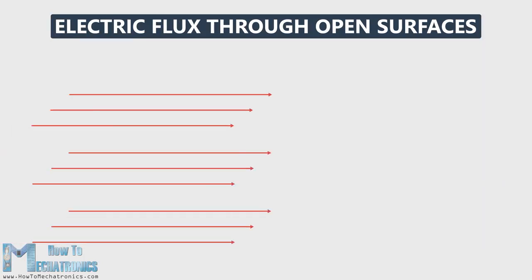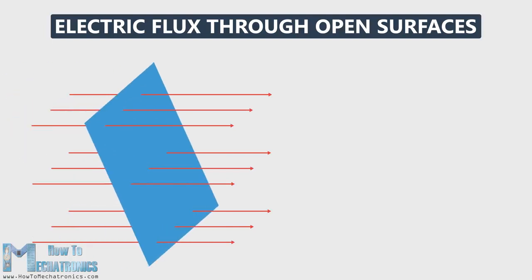First, we will take a look at an example of electric flux through an open surface. These red lines represent a uniform electric field. We will bring in that field a rectangle, which is an open area, and we will divide the area into very small elements, each with size dA. dA is called the differential of area.